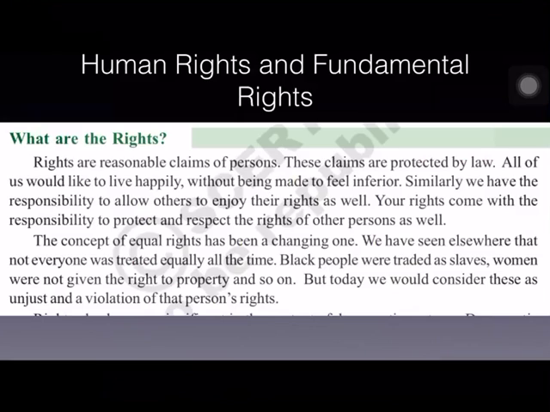And we have already seen some instances in history where all the people were not equally treated. For several years, the blacks from Africa were traded as slaves and transported to American countries to work in the agricultural fields and mines. Women were not given the right to vote equally along with men, and even the right to property was not given to women. But today, all these are considered a violation of human rights.